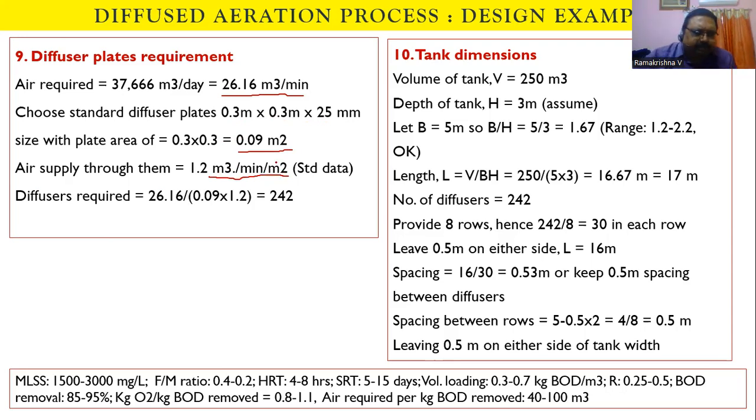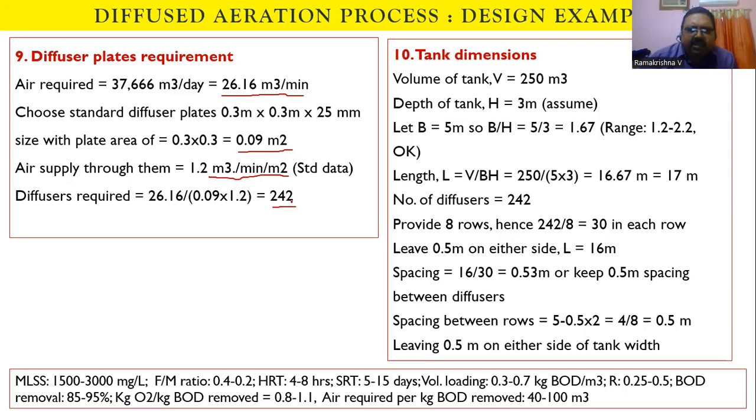So how much diffuser is required? 26.16 is the requirement, and 0.09 is the area, and 1.2 is the meter cube per minute per meter square. You multiply these two and then divide with this value. So from this, you are getting 242 number of diffusers.